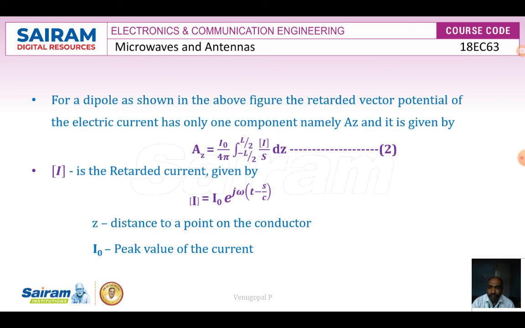Then we have the component Az. The vector potential of the electric current has only one component, which is nothing but A suffix Z. This component is given by mu naught divided by 4 pi, integration of I by S into dz. Call it equation number 2. The retarded current, call it equation number 1. In this equation, Z is the distance to a point on the conductor, and I naught is the peak value of the current.